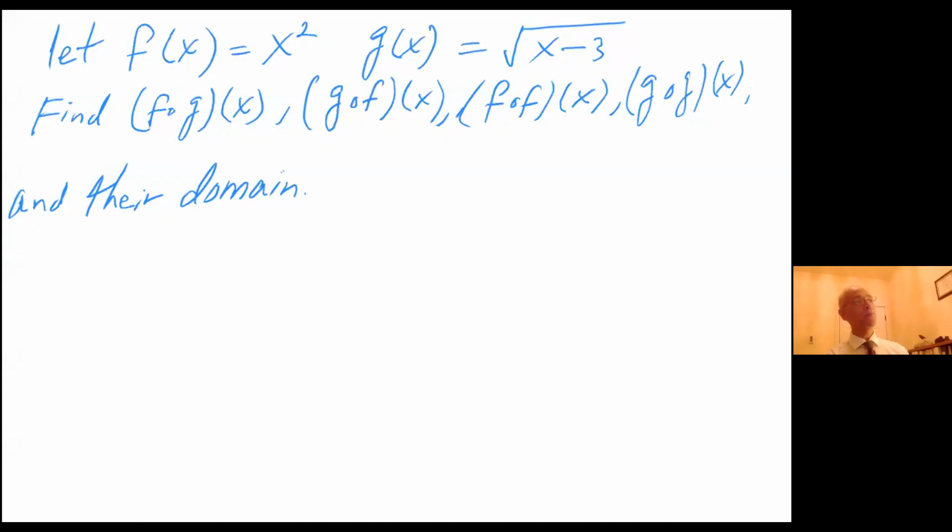Hello, let f of x equals x squared, g of x equals square root of x minus 3. Find f of g of x, g of f of x, f of x, g of x, and their domain.